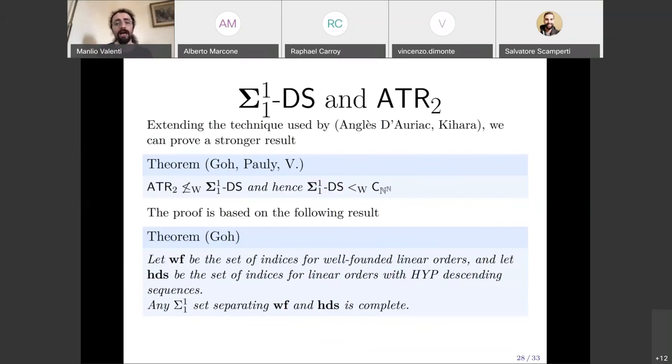What the theorem says is that, well, first of all, these two sets are clearly disjoint, right? If you're well-founded, you have no descending sequence, and vice versa. But the theorem says that any Sigma^1_1 set separating these two sets is actually complete.